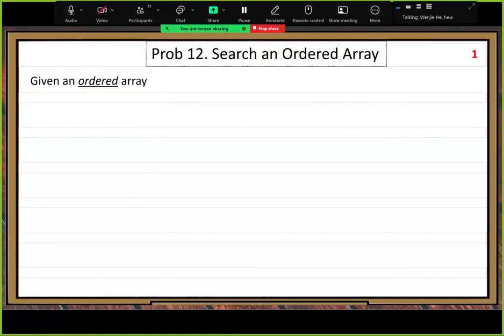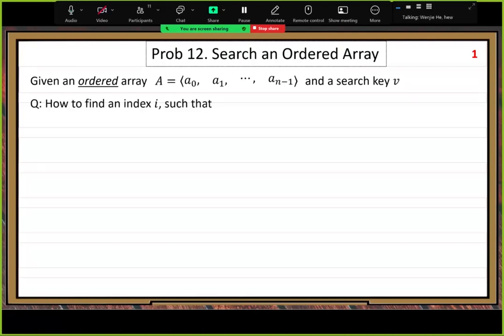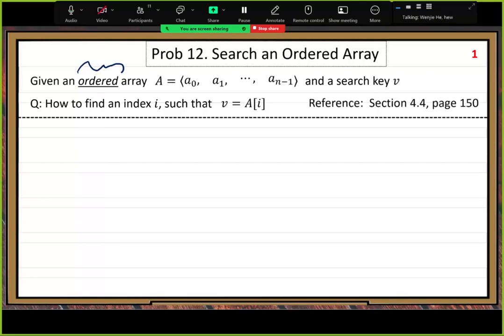Given an ordered array and a search key V. Question: how to find an index i such that V equals A of i? So that's the search problem. But there is an important property in our data, an ordered array. So we can take advantage of this property to help us reduce the number of comparisons.